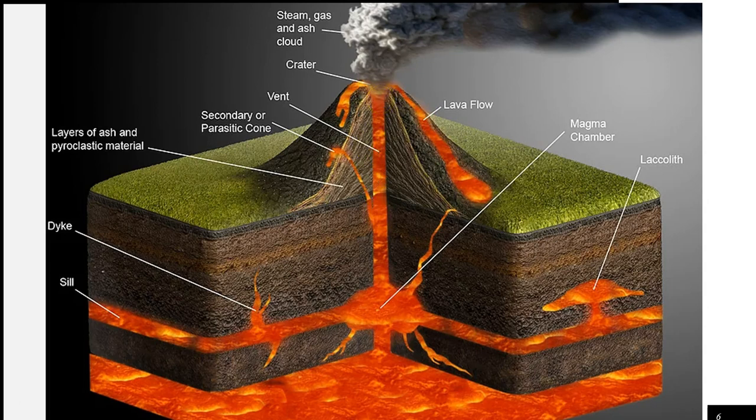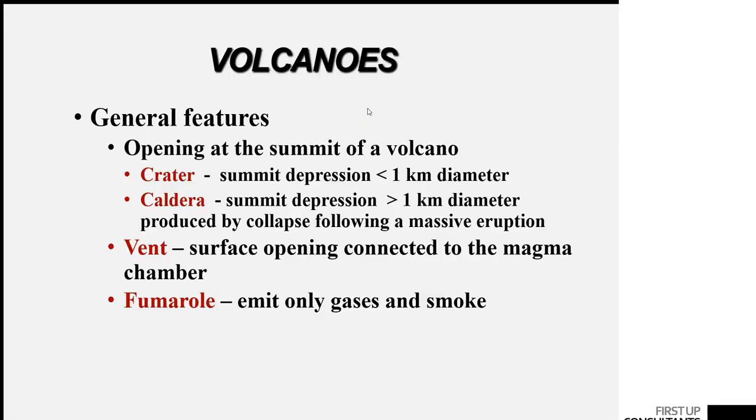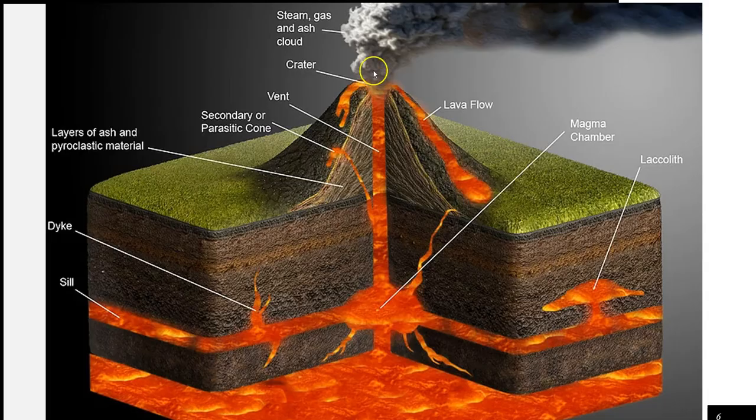It can be very flowy and calm, or it can be really wild and explosive. And there's usually a lot of ash and debris that comes out. So we'll talk about all these different parts of the volcano, the vent, laccoliths, dikes, sills. When we're talking about volcanoes, we're talking about under the ground and above the ground.